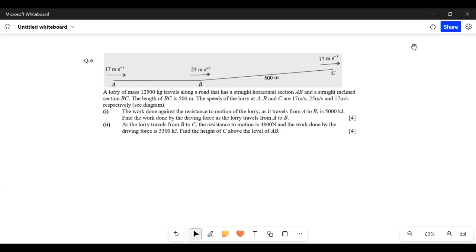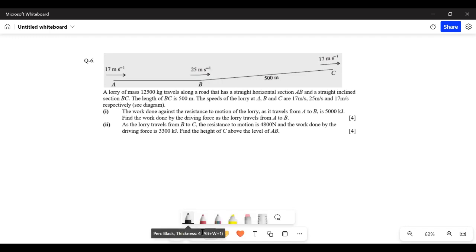The speeds of the lorry at A, B, and C are 17, 25, and 17 meters per second, respectively. Work done against the resistance to the motion of the lorry as it travels from A to B is 5,000 kilojoules. Find the work done by the driving force as the lorry travels from A to B.